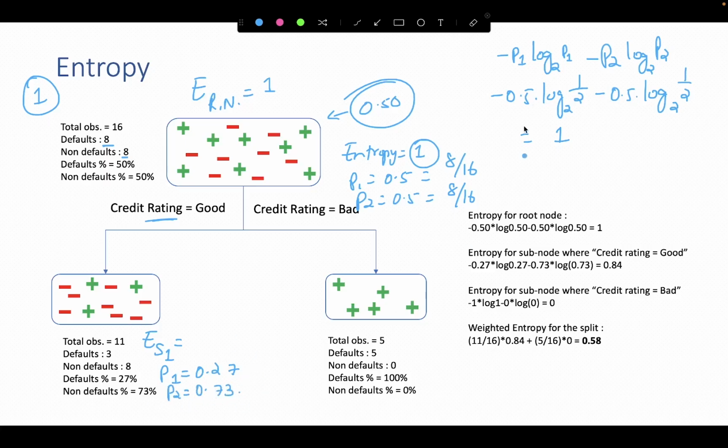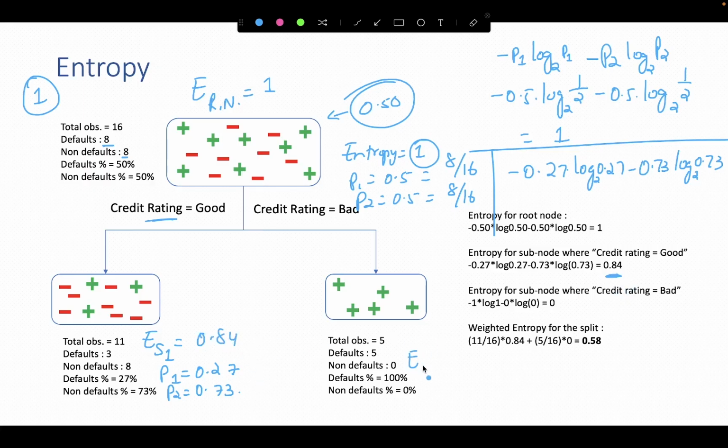So now you plug in these values in the same formula here. That's going to turn out to be minus 0.27 multiplied by log 0.27 minus 0.73 multiplied by log 0.73. Both these logs have a base of 2. And when you compute this value, it results in 0.84. So this here is going to be 0.84.